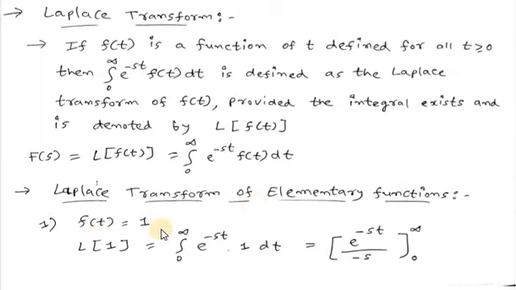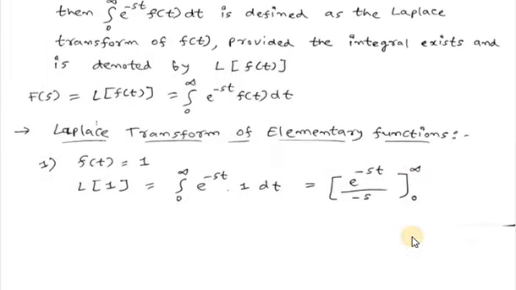So first of all, we will take f of t equals 1. To find Laplace transform of f of t equals 1, we will use this fundamental definition of Laplace transform. So in this formula, we will replace f of t by 1. So we have Laplace of 1 equals integration from 0 to infinity e raised to minus st, f of t is 1, and dt as it is. Now integration of e raised to minus st with respect to t, the answer is e raised to minus st divided by the multiplier of t, that is minus s, and the limit is from 0 to infinity.